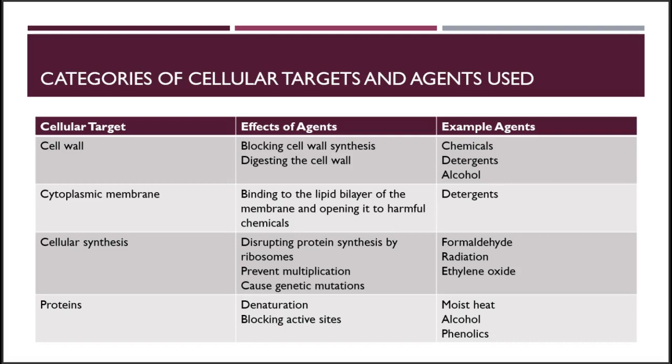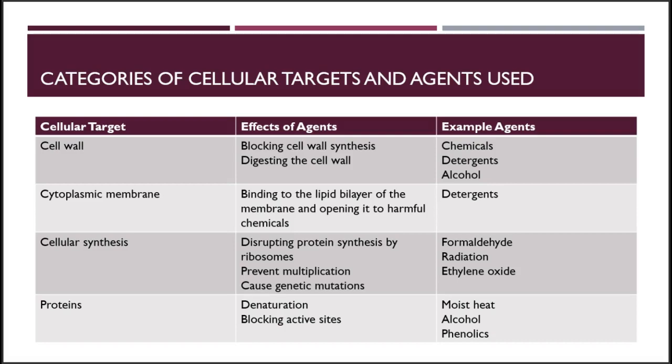Cellular synthesis, there are a number of things that can be targeted here. So in general, we're talking about protein synthesis. So the target is typically on the ribosome. We can also target DNA replication by preventing the copying of DNA, and some agents are going to also cause mutations within the chromosome. Some examples of that are formaldehyde, radiation, and then ethylene oxide, all target cell processes.